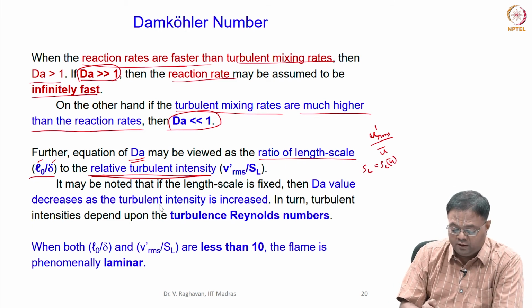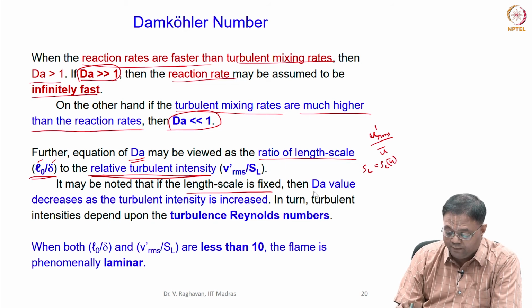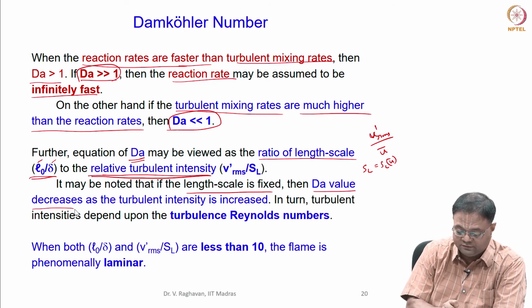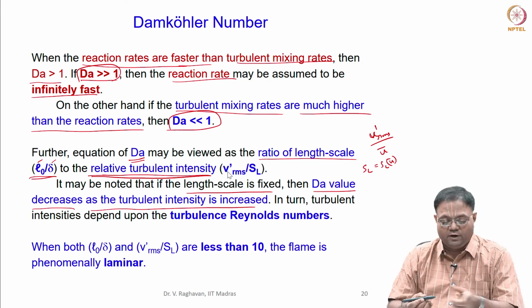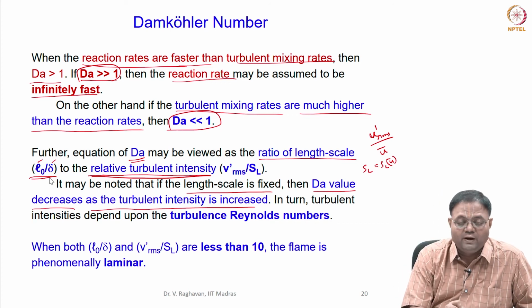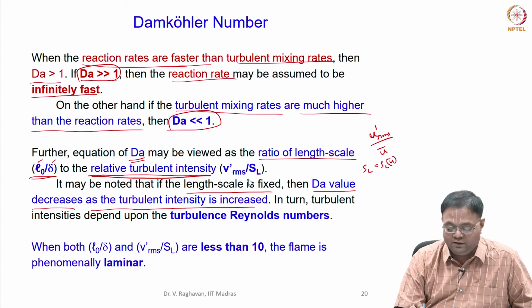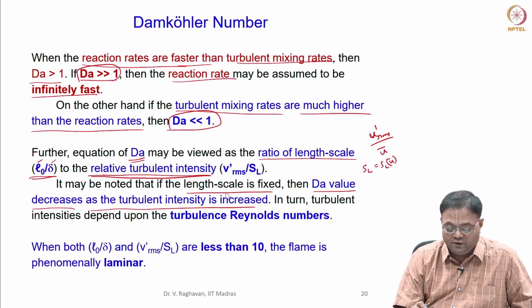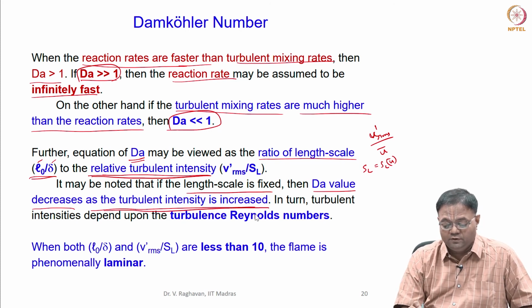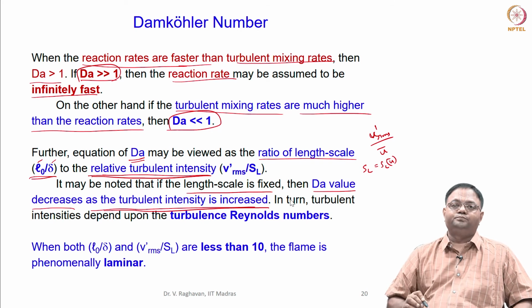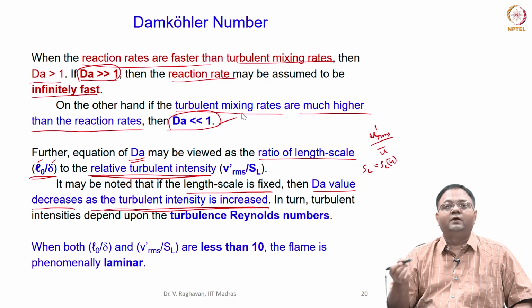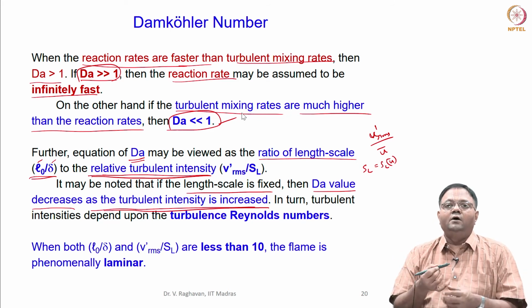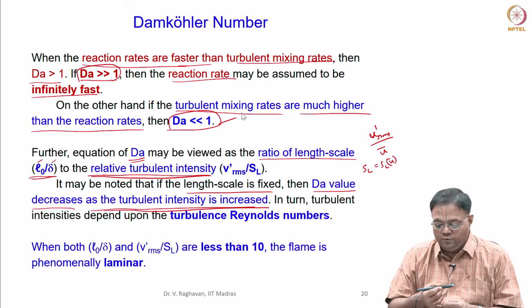Now if the length scale is fixed, then the Damkohler number decreases as the turbulent intensity is increased. When this intensity is increased, the Damkohler number decreases because it is the ratio L naught by delta divided by V dash RMS by SL. So, when you fix the length scale and the turbulent intensity increases, the Damkohler number will decrease. That will contribute to the regime where the turbulent mixing rates overtake the reaction rates.